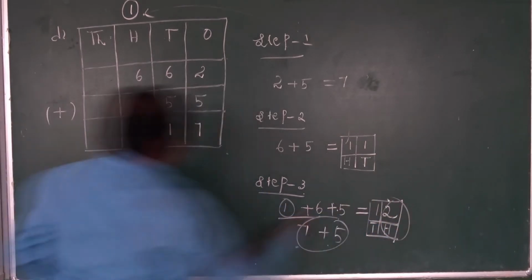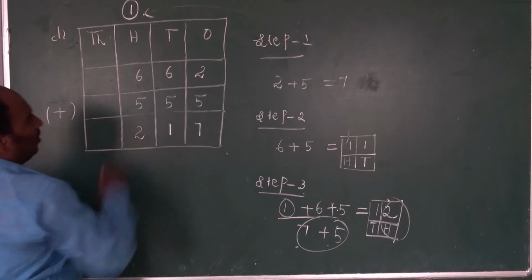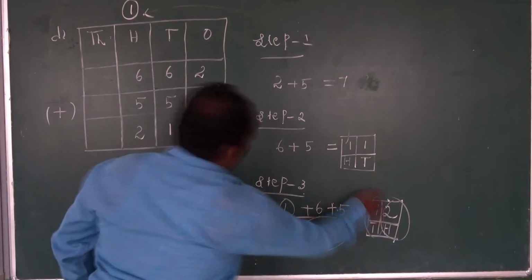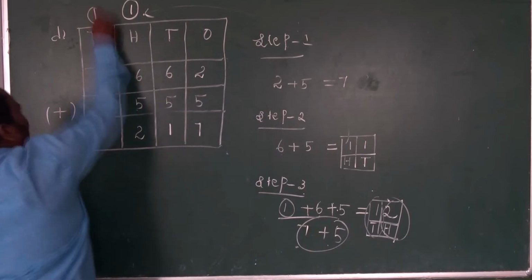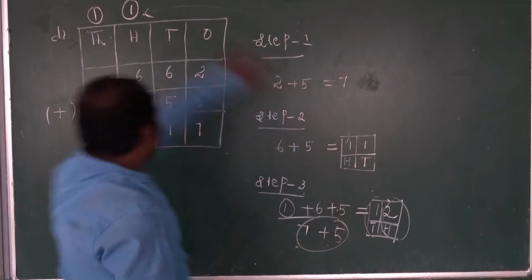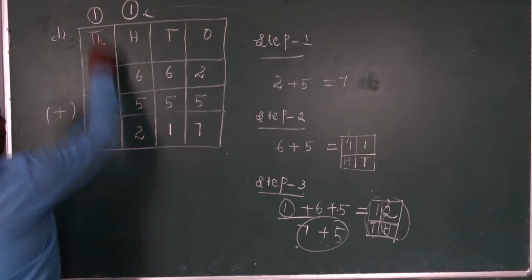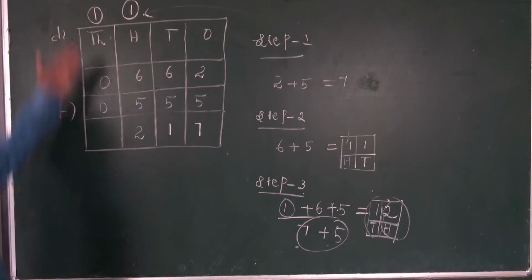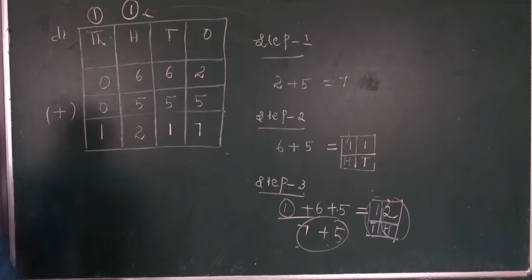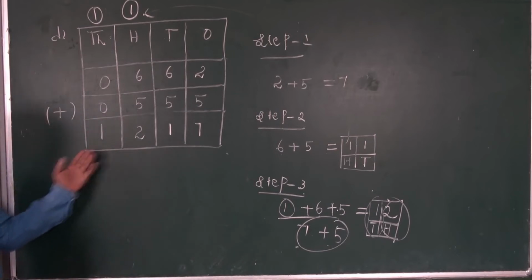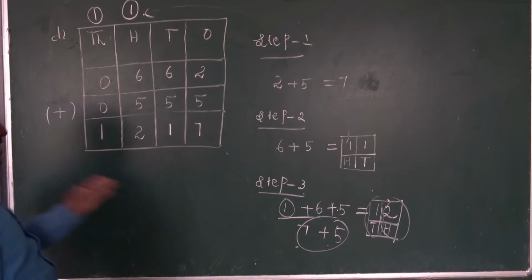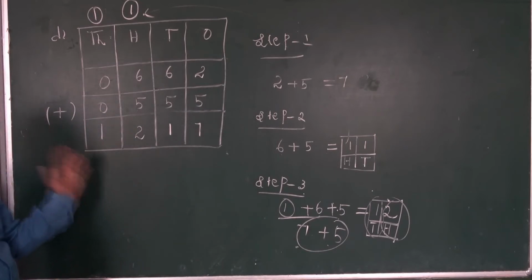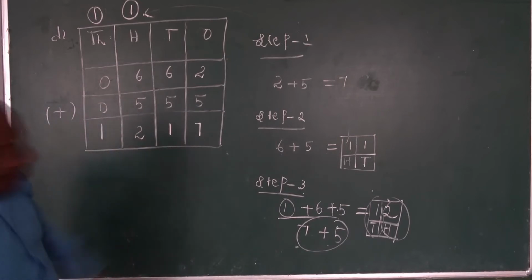200 write in hundreds place. Then 1000 carry over to the thousands place. 1 plus 0 plus 0. Bring down the number 1. So our answer is 1217.